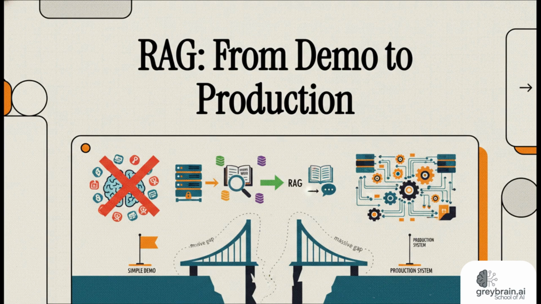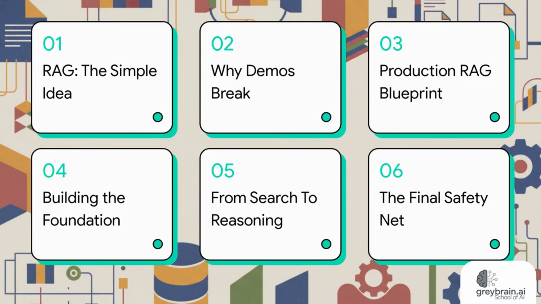It's a fantastic idea, but there is a massive, massive gap between a slick-looking demo and a system that actually works in the real world. And that's exactly what we're going to break down today. So here's the plan. First, we'll cover the simple, elegant idea behind RAG itself. Then, we're going to get into the messy part, why those clean demos just completely fall apart in the real world. After that, we'll start building. We're going to lay out the entire blueprint for a production-ready system, piece by piece. We'll start with the data, move on to the reasoning engine, and then wrap it all up with the final safety nets that you absolutely have to have.